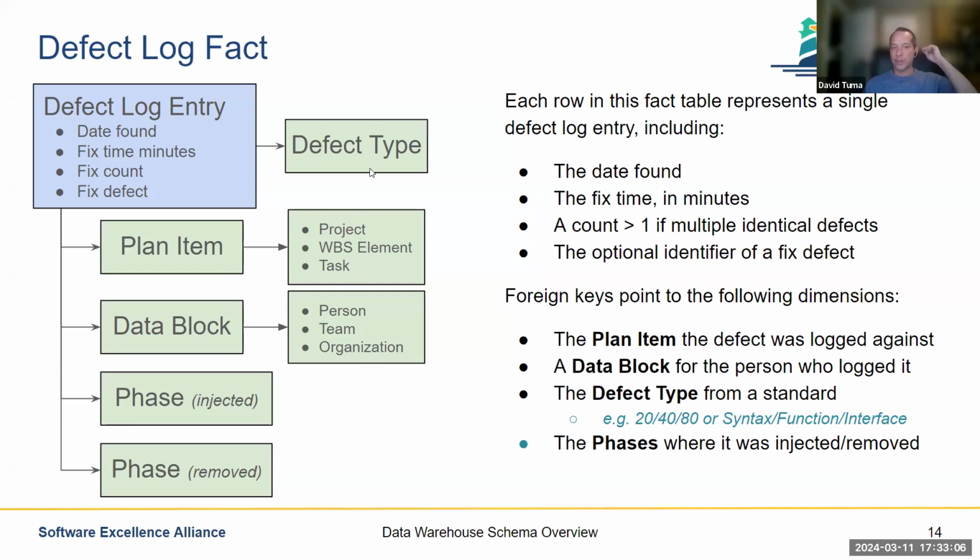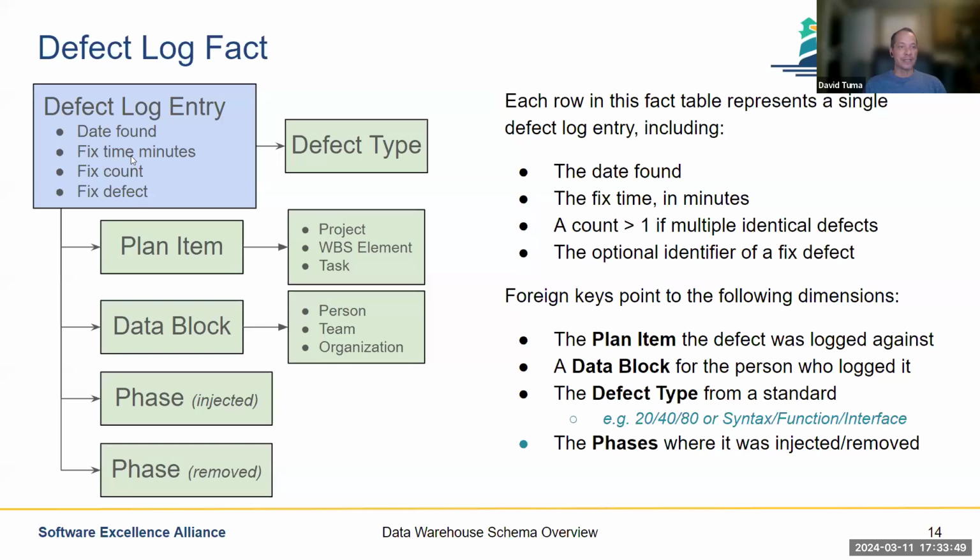Now, we're also familiar with the defect types that we used in PSP. In the PSP class from the original book, there were numbers like 10, 20, all the way up to 100. Sometimes in the dashboard, people prefer to use a textual representation instead of the numeric one, like syntax, function, interface. Those things are stored in a defect type dimension, right? So we have a dimension that holds the different defect types that are known to the system, and this defect log entry can just point to one of those.